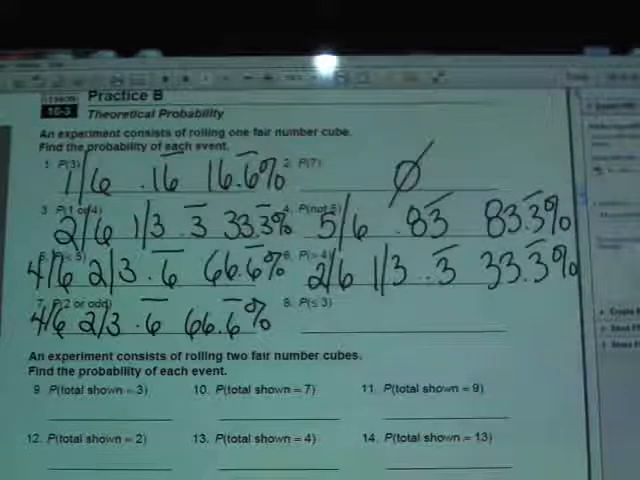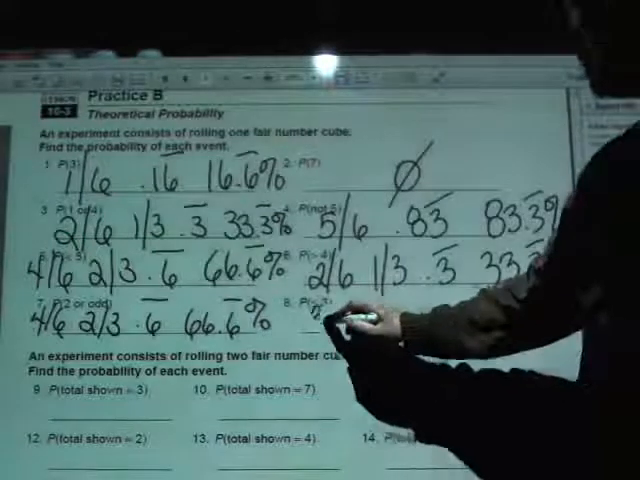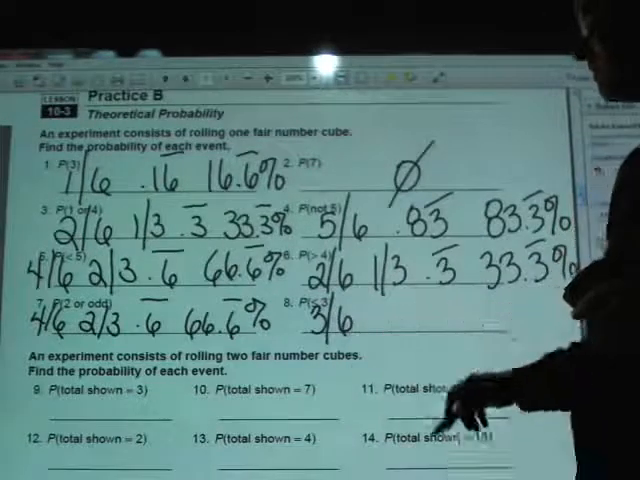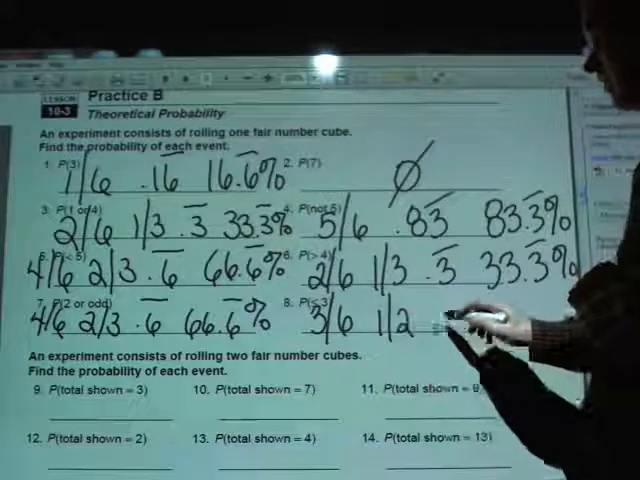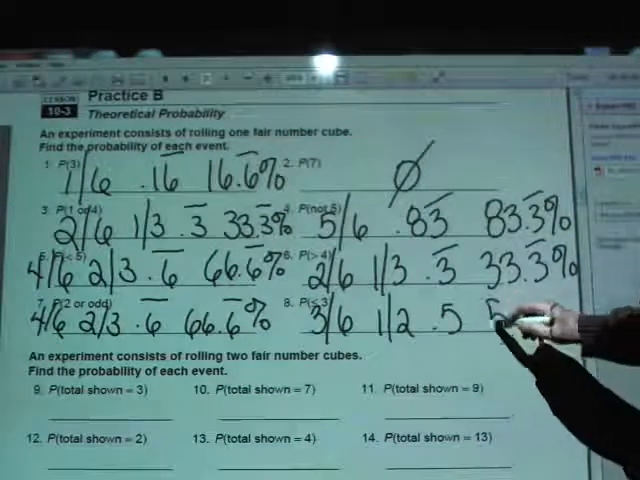Finally, number 8 is asking about the probability of getting something less than or equal to 3. So of course that would be 1, 2, and 3 that fit the scenario. So that's 3 winning possibilities out of 6 total, which of course is a half, or 0.5, or 50%.